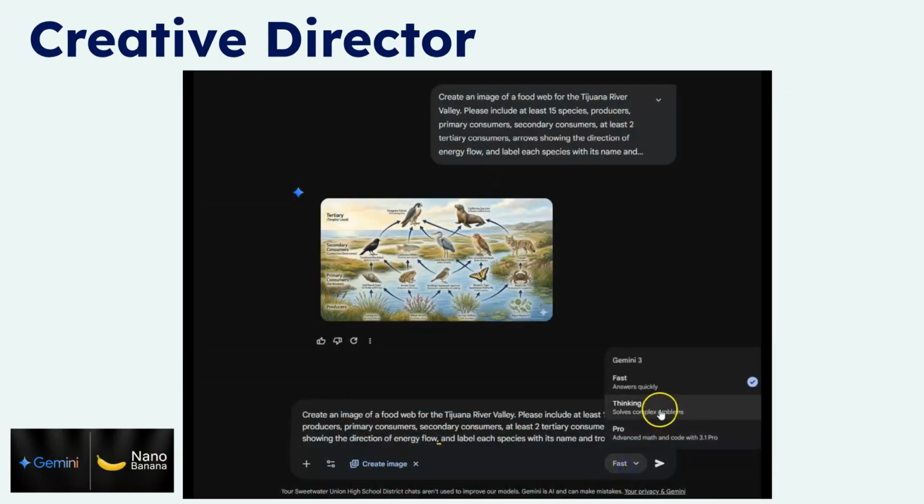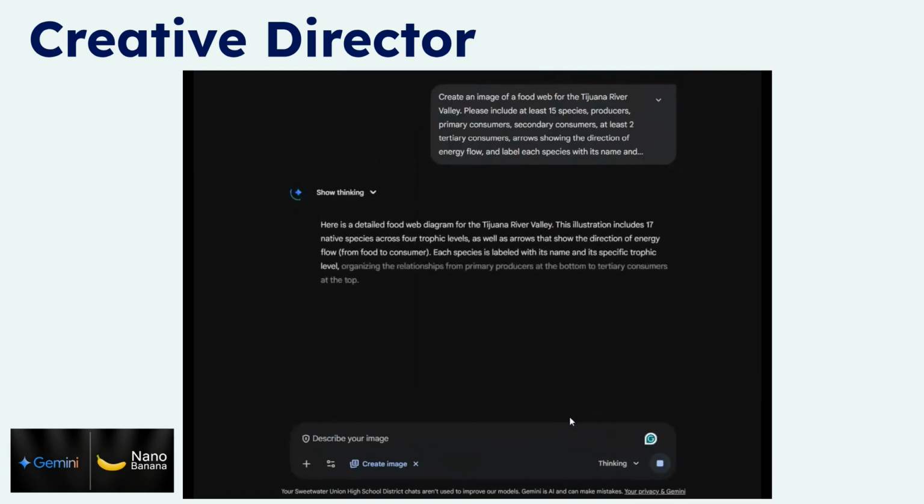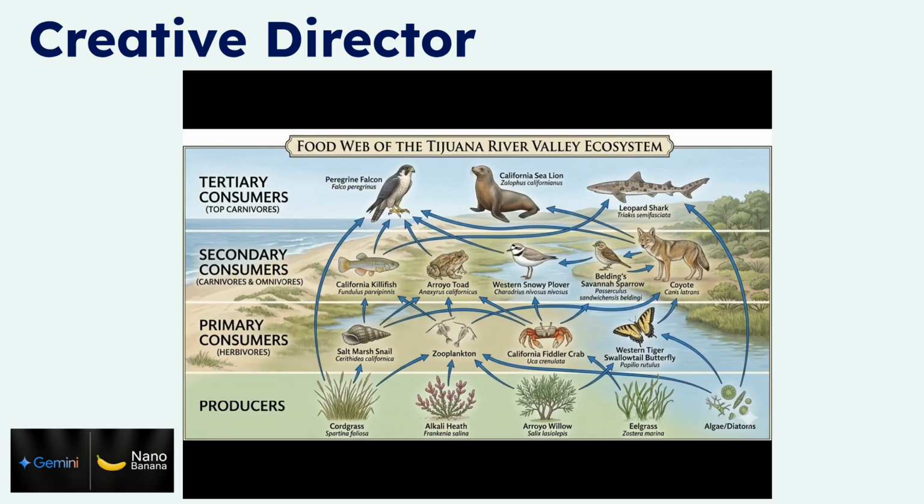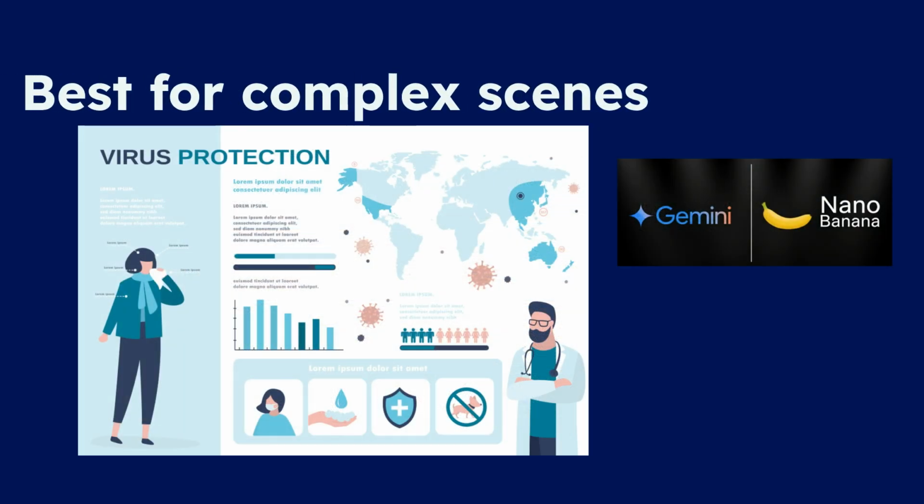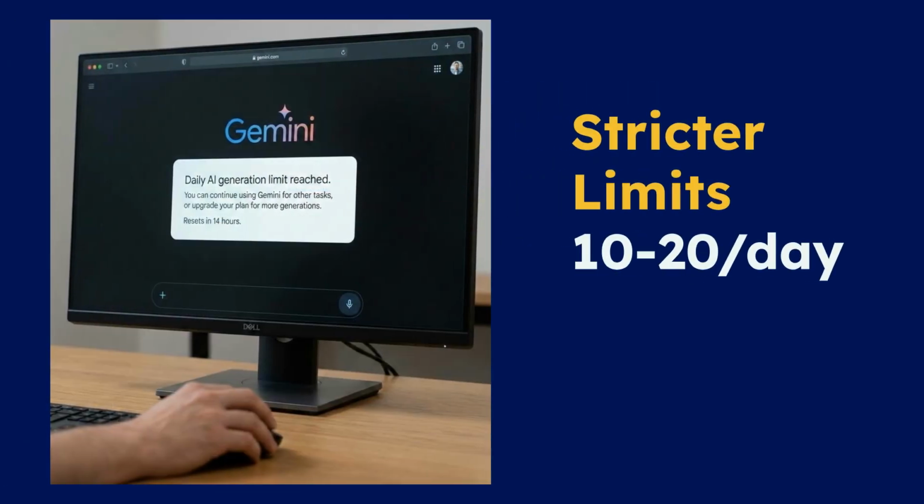For visuals, this mode turns Nano Banana into a creative director. It maps out the logic of the scene to ensure spatial relationships are correct. This is the best mode for complex scenes, diagrams, and infographics because it drastically reduces AI hallucinations. Thinking mode is a stricter tier. You typically have a quota of 10 to 20 prompts per day in this mode.